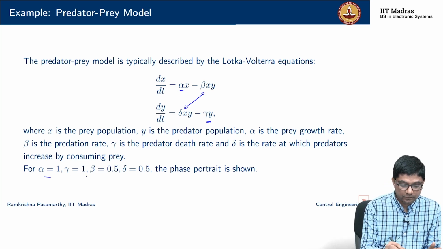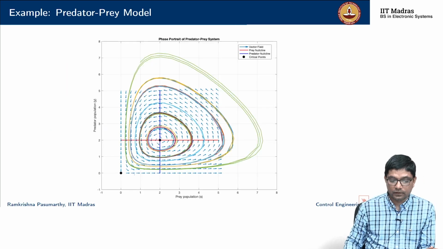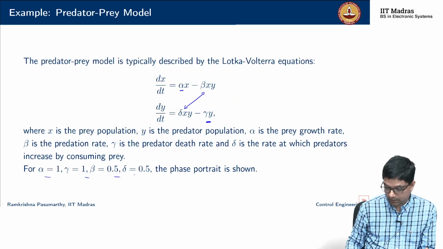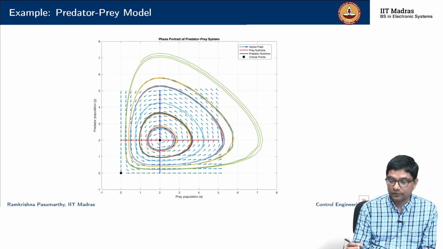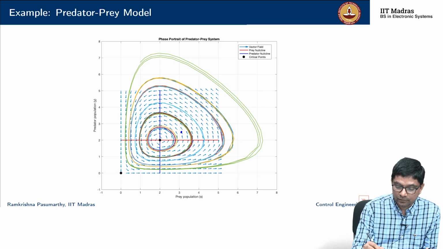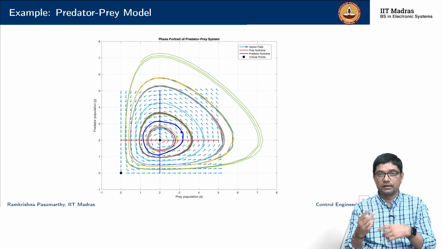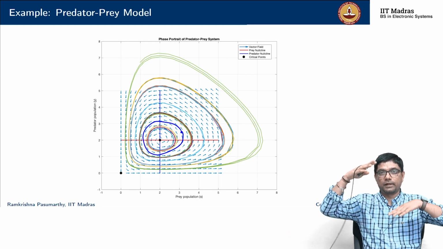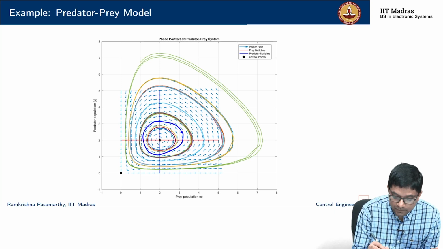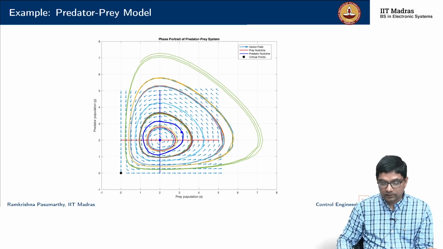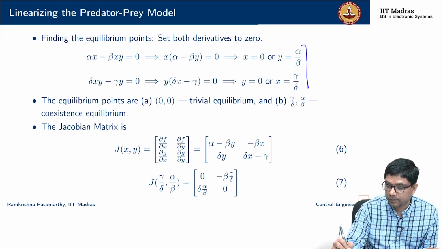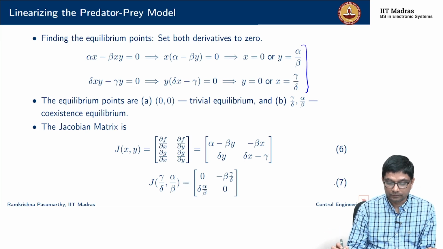Okay, so for some values of alpha, gamma, delta and so on, this is how my behavior will look. So I start from here and I am just kind of circling around this point. The populations will increase and decrease; at some point of time there will be more predators, at another more prey, and so on. But there is a point of interest here, which is the equilibrium point. The equilibrium point will be alpha over beta, gamma over delta.